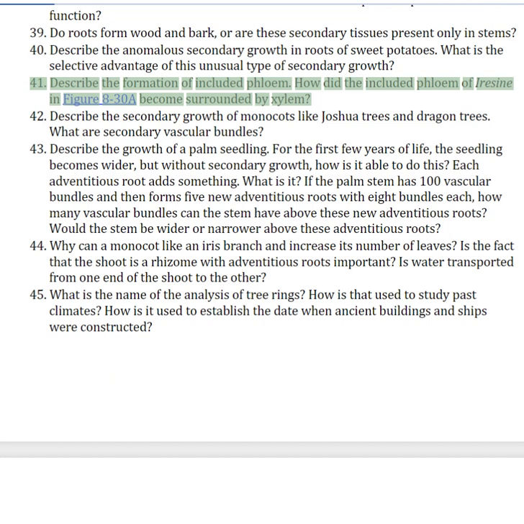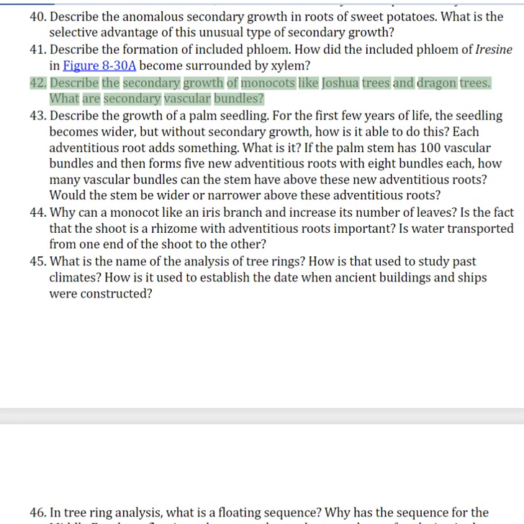41. Describe the formation of included phloem. How did the included phloem of Bignonia in Figure 8.30a become surrounded by xylem? 42. Describe the secondary growth of monocots like Joshua trees and dragon trees. What are secondary vascular bundles?